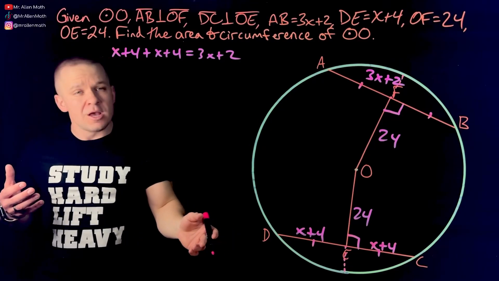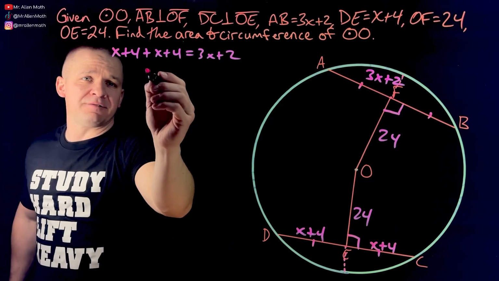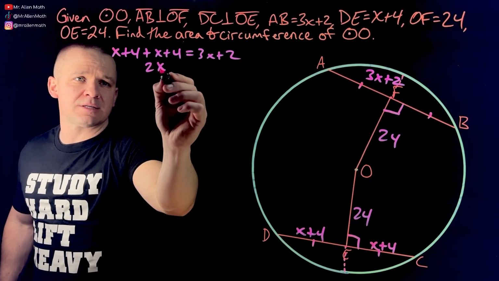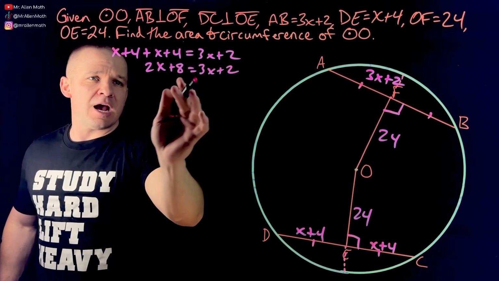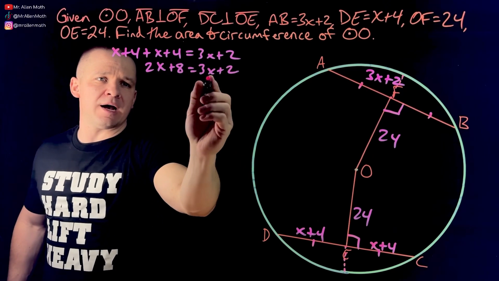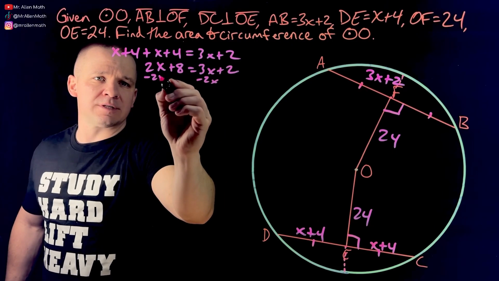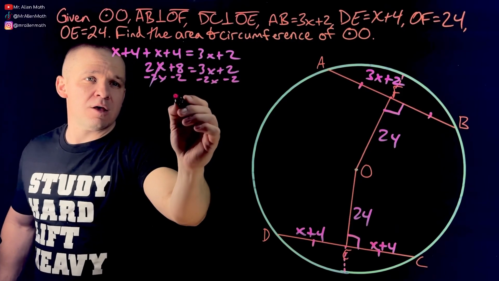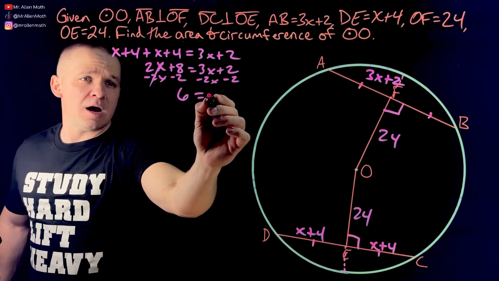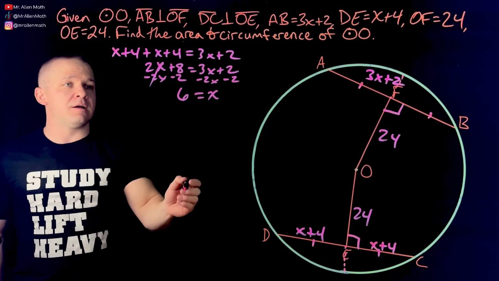Now I can solve this. I'm going to combine like terms on the left-hand side. I've got 2x plus 8 equals 3x plus 2. I'm going to subtract 2x on both sides. That cancels that out. I'm going to subtract 2 on both sides. So now I have 6 equals x. Boom. Didn't even have to divide. All right, so that's great.